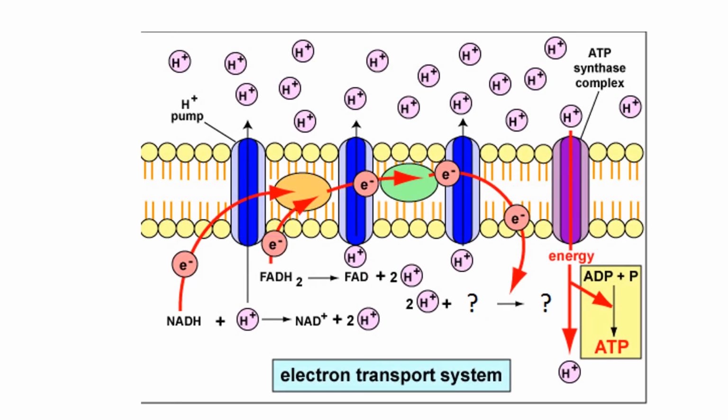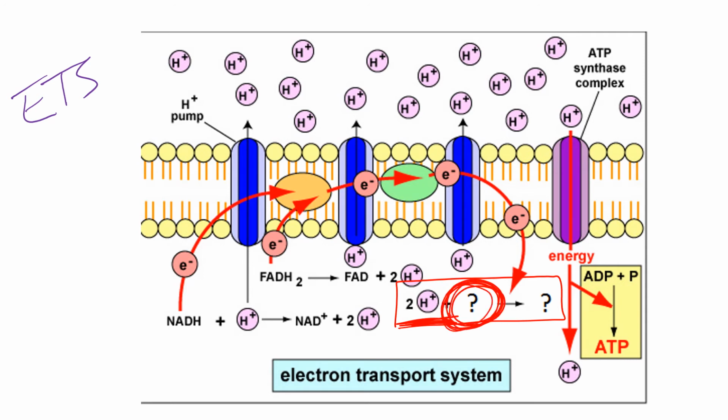So here we have the electron transport system. This is anaerobic cellular respiration, and we can see right here 2 hydrogens. The final electron acceptor is not oxygen, it's anything but, and so we get some byproduct other than water.